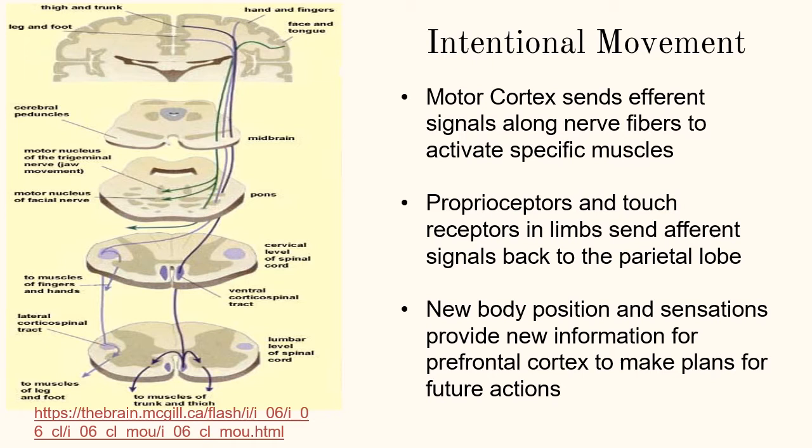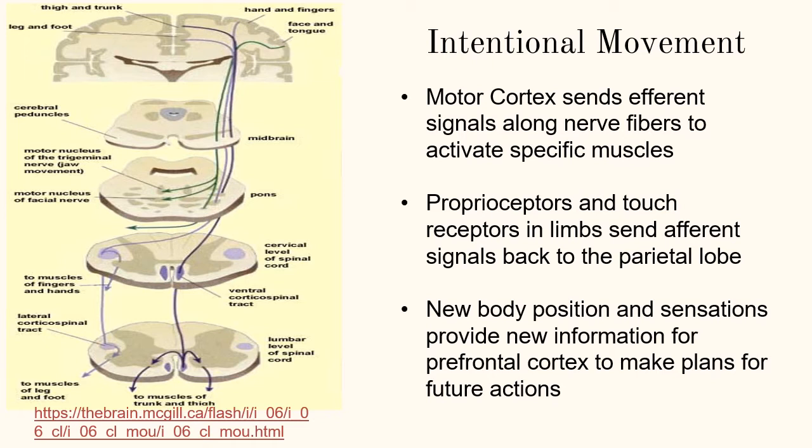The limb movement from those efferent signals then sends new afferent signals up through the brain, telling the somatosensory system, the cortex, what's the new position of my limbs? How did they just move? So that's a continual process allowing us to control our limbs fluidly.